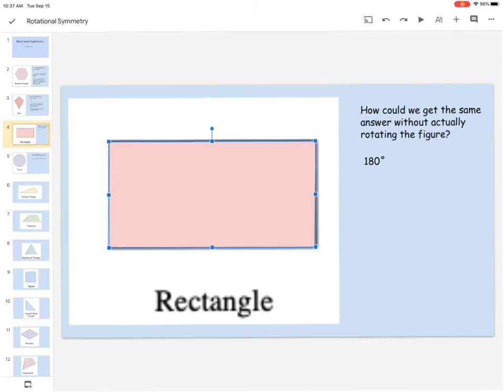Let's look at the rectangle now. When I turn the rectangle, if you watch the number of degrees, in order to get on top of itself, it'll be 180 degrees. Now, if I were to continue that and come up here, it's also 180 degrees. Again, this is not a regular figure because all the sides are not the same length, but it still does have some rotational symmetry.